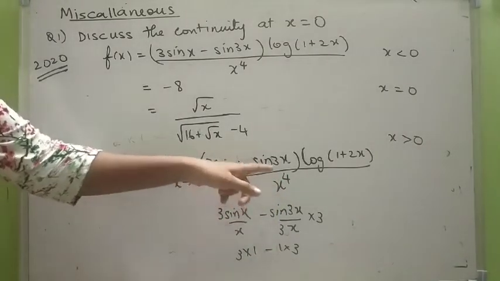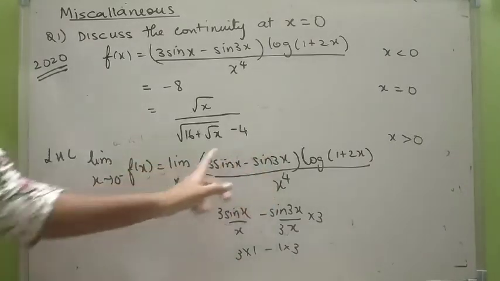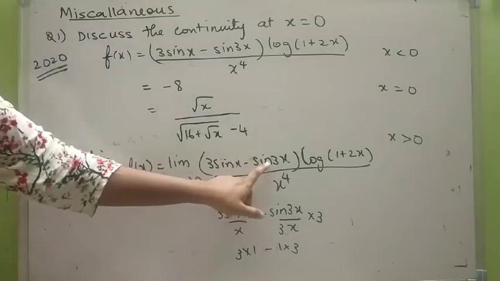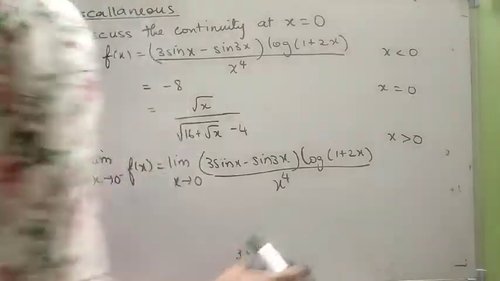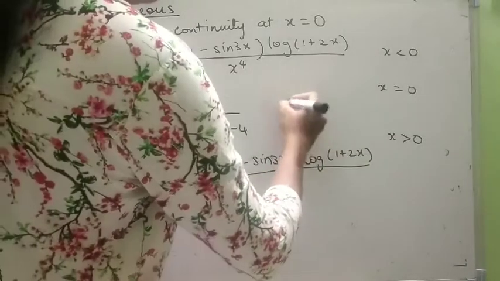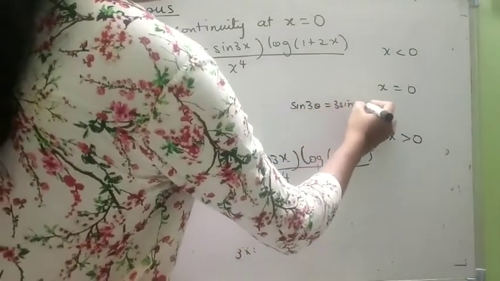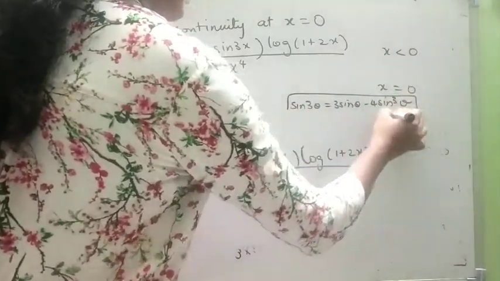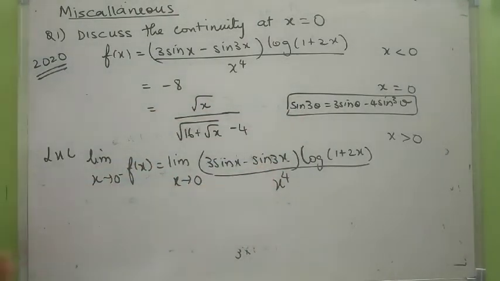These are some special cases, where if sine 2x and sine 3x are there in this form, and it is turning 0, then you have to try to convert this sine 3x using the formula. What is sine 3 theta? This is the formula: sine 3 theta is nothing but 3 sine theta minus 4 sine cube theta. You must be knowing this trigonometric formula. So you have to apply this over here.